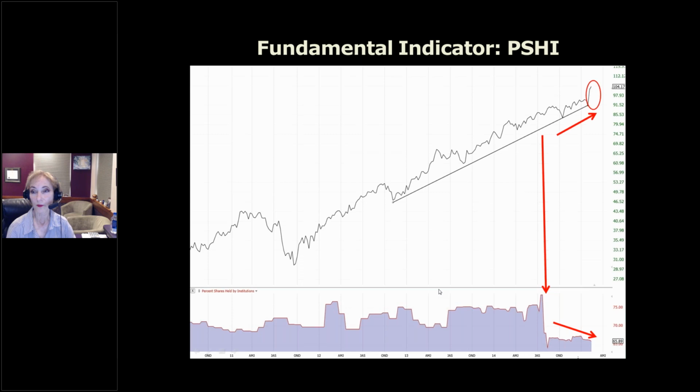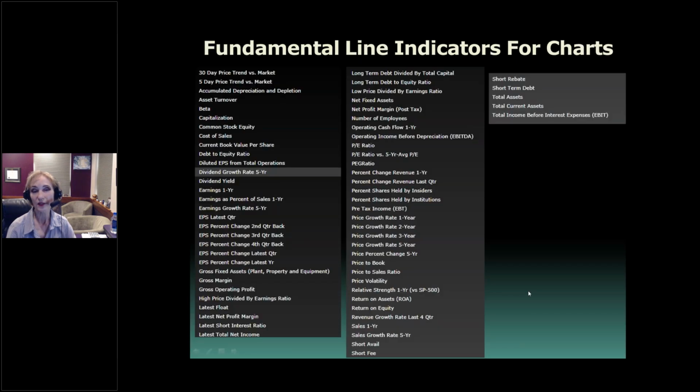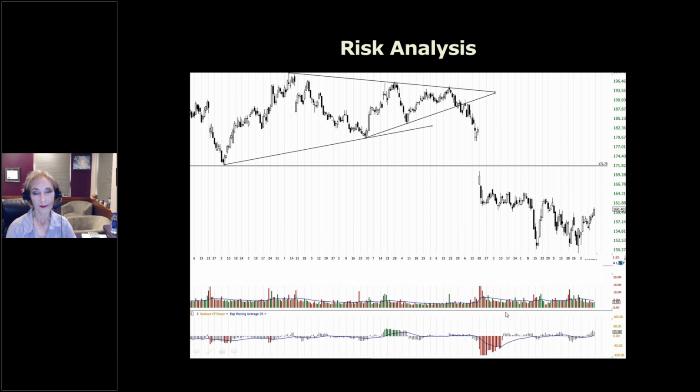So that is a high risk entry point that you would not want to do. These are some of the fundamental line indicators for charts. If you want a full list, I can provide that later. Risk analysis is part of the chart analysis.